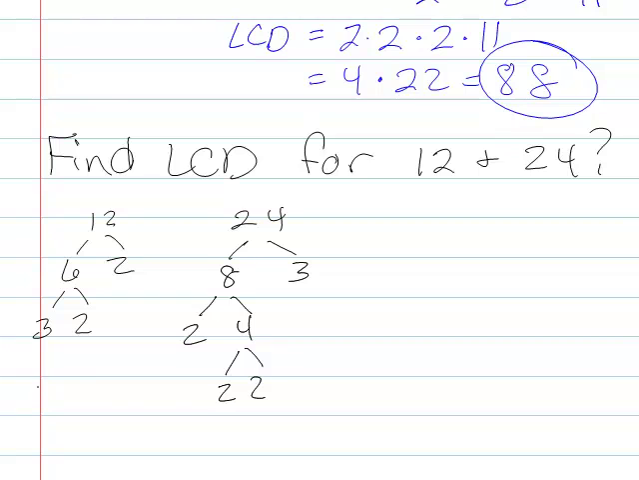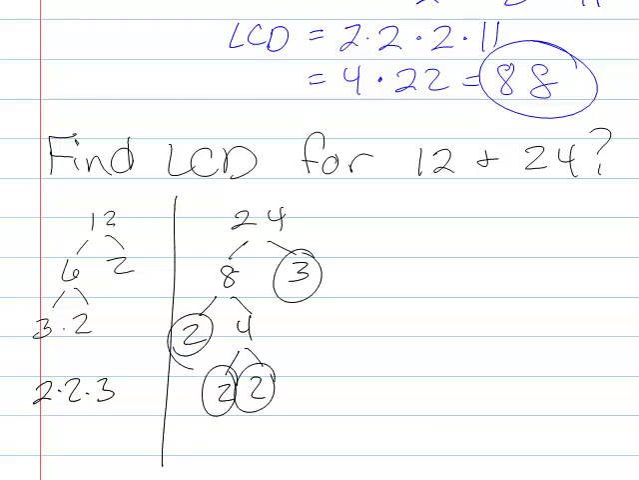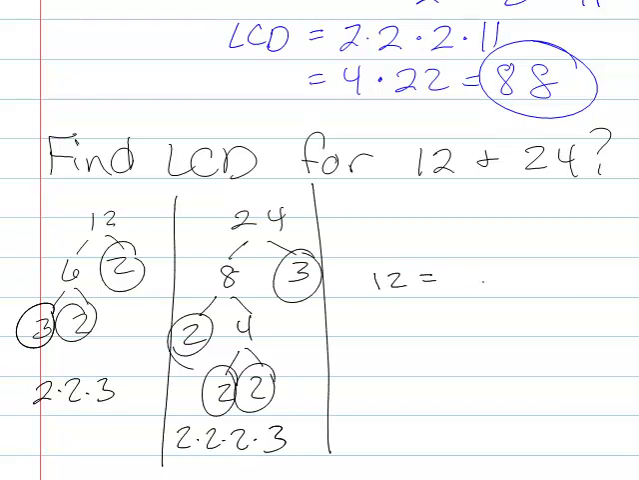So 12 is 2 times 2 times 3. 24 is 2 times 2 times 2 times 3. So if I make my little table, 12 is equal to 2 times 2 times 3. 24 is equal to 2 times 2 times 2 times 3. That one lines up. That one lines up. I have an extra 2. This little 2 right here is extra. And then 3.